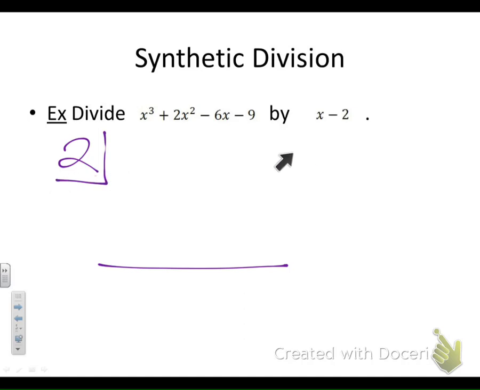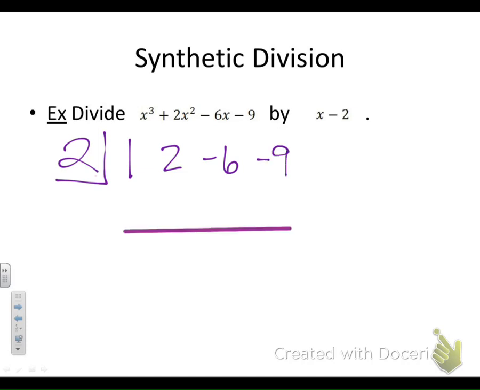And then we're going to have the coefficients lined up. So the coefficient of the cube term will be first. The leading coefficient's 1, then a 2, then a -6, then a -9. Here are the rules of synthetic division. You're not going to understand it the first time, you won't understand it the second time, but hopefully by the third example you get it. First step is you bring down your first coefficient. So I bring down the first leading coefficient. There's a rhythm to this strategy: multiply, add. Multiply, add. Multiply, add.